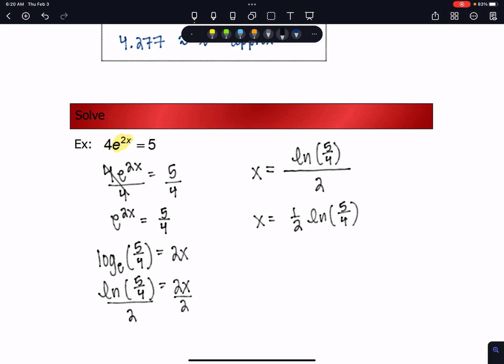And then after using the properties that we've learned previously, some of you might say, can I take that 1/2 and bring it to the argument? You could do that, but it's not typical that we do that. This is an exact answer. And our approximate answer, I encourage you to press pause, put this in your calculator, and make sure you get the same value I get. 1/2 times the natural log of 5/4 is approximately 0.112.